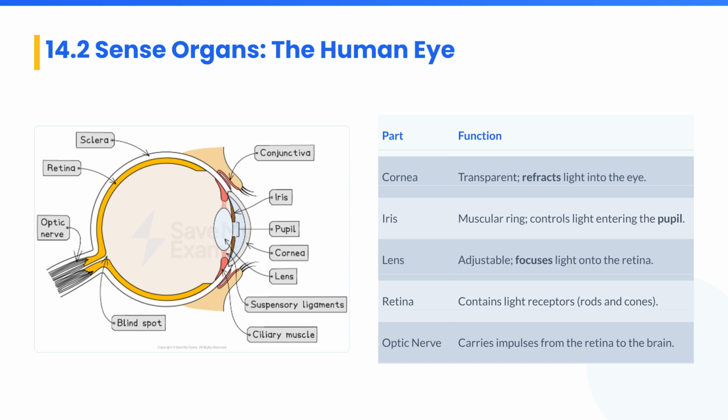Next, we examine the human eye. Key parts include the cornea, which refracts light, the iris, which controls pupil size, the lens, which focuses light, and the retina, which contains light receptors and sends impulses to the brain via the optic nerve.